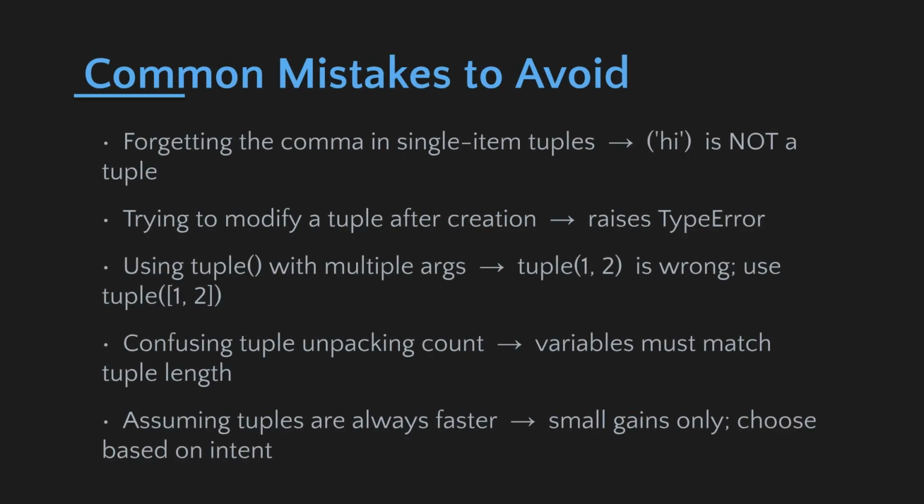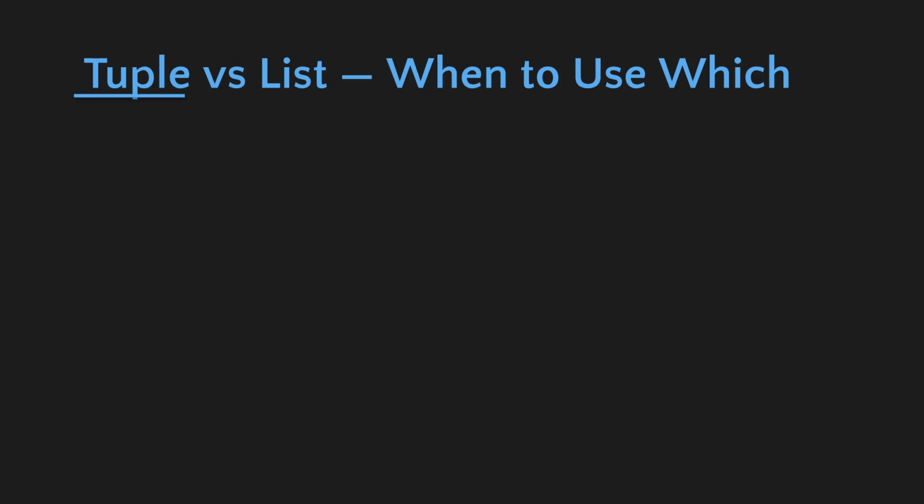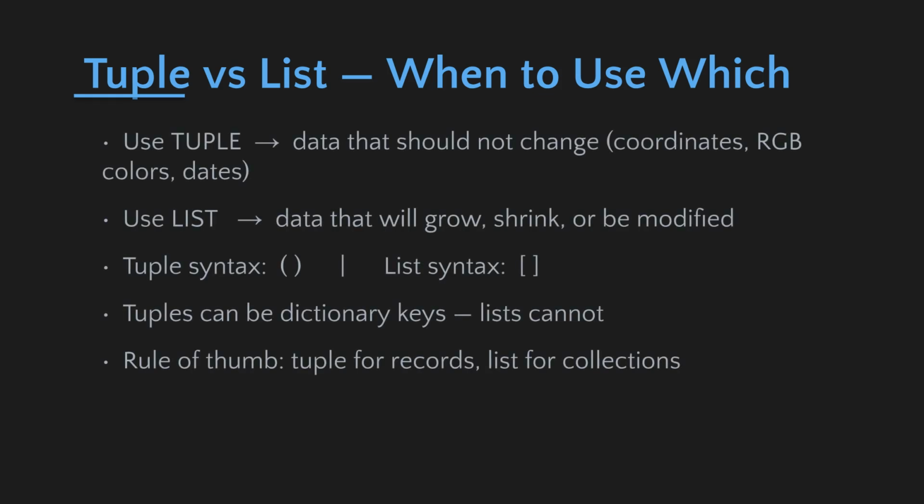Avoid common mistakes like forgetting the comma in single-item tuples or attempting to modify a tuple, which causes a type error. Ensure variable count matches the tuple length when unpacking, and use tuples for fixed data, not just for small performance gains. The core difference is immutability. Use a tuple for data that shouldn't change, like coordinates, and a list for data that needs modification. Tuples use parentheses, lists use square brackets, and tuples can be dictionary keys.